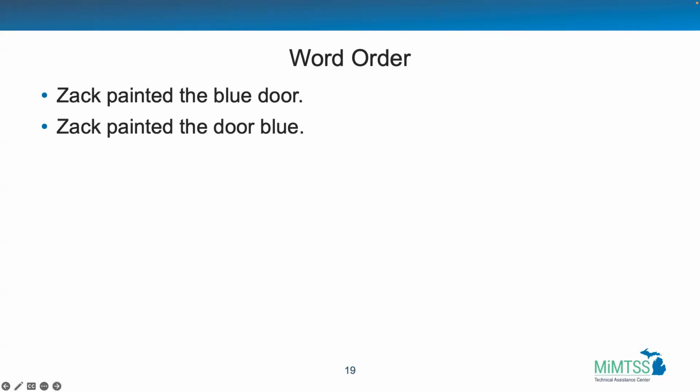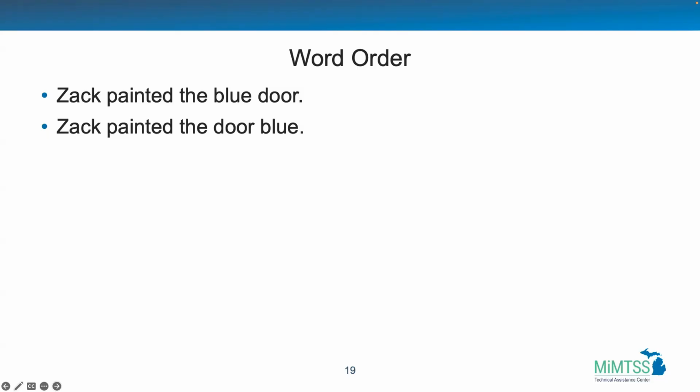So here on the slide, we have two sentences. Zach painted the blue door. Zach painted the door blue. So in both sentences, who painted the door? Zach. In both sentences, what did he do? In both sentences, he painted. In both sentences, what did Zach paint? The door.